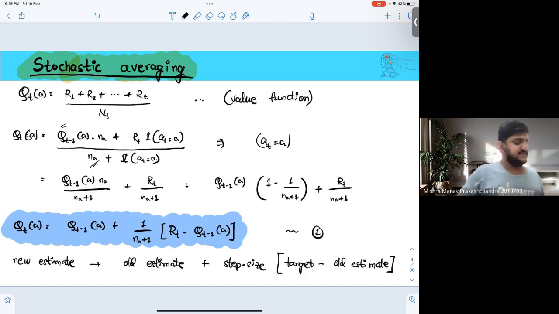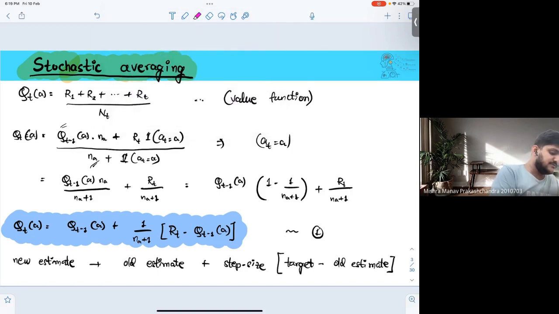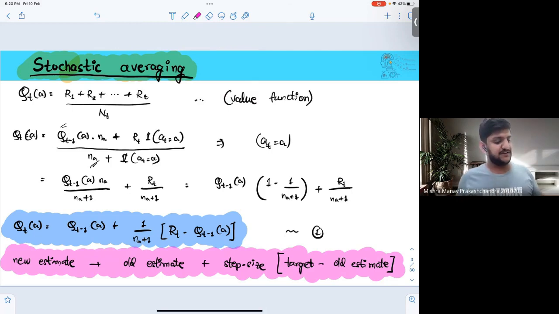Now if you look at this in this way, let me also highlight this part, maybe I use pink. If you look at the equation over here, it says that my new estimate is nothing but my old estimate plus some step size parameter times my target minus the old estimate. So you can think of the term inside the bracket as some sort of an error function.